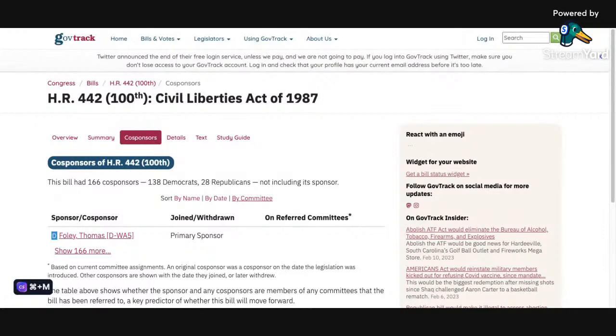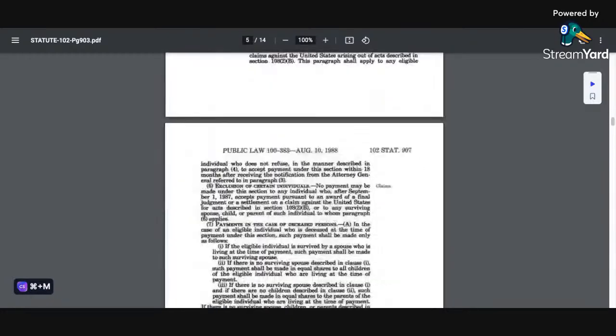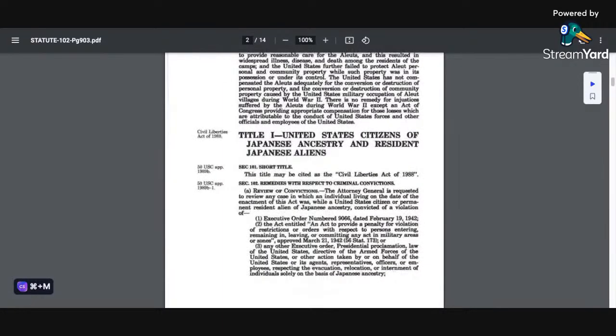HR 442 basically became this statute we're going to read through, which is about Japanese ancestry. Let me pull up the exact language. Title One, Civil Liberties Act of 1988. Title One, United States citizens of Japanese ancestry and resident Japanese aliens. I'm going to read through the entire bill, and then we're going to go through the important parts about eligibility, and then have a conversation in general, and also about how much they got paid and how it was all put in one bill.